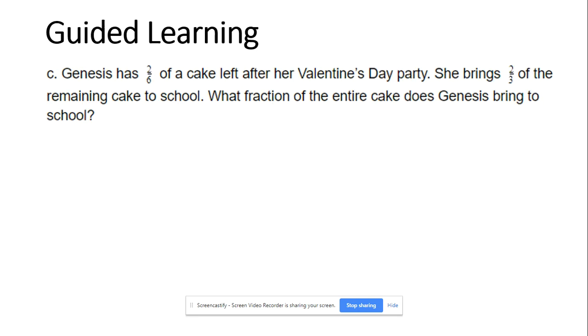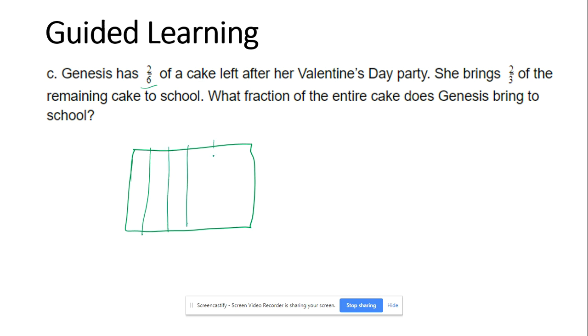Genesis has 2 sticks of cake left after her Valentine's Day party. She brings 2/3 of the remaining cake to school. What fraction of the entire cake will Genesis bring to school? Start with your model. You're going to break this into 6 parts since our denominator is 6. And we're going to shade 2 of them since our numerator is 2.